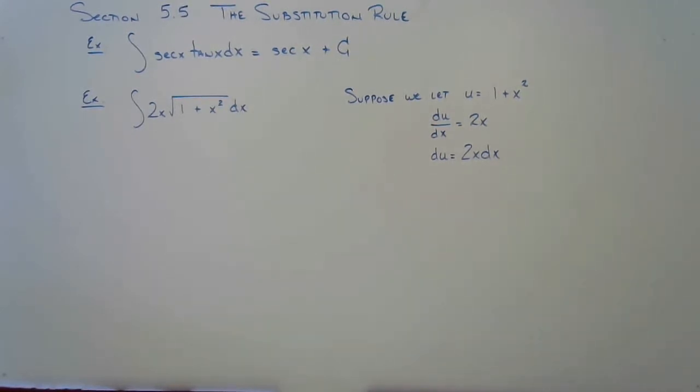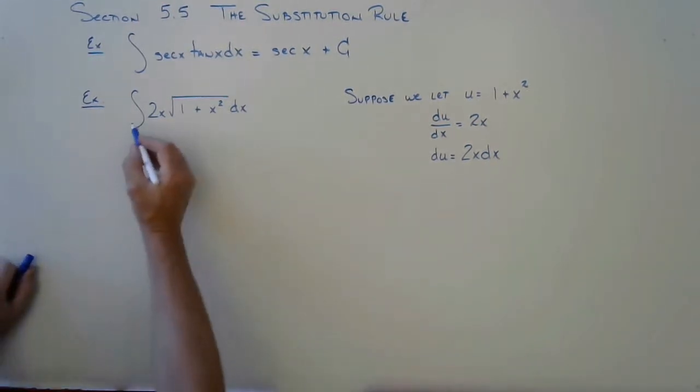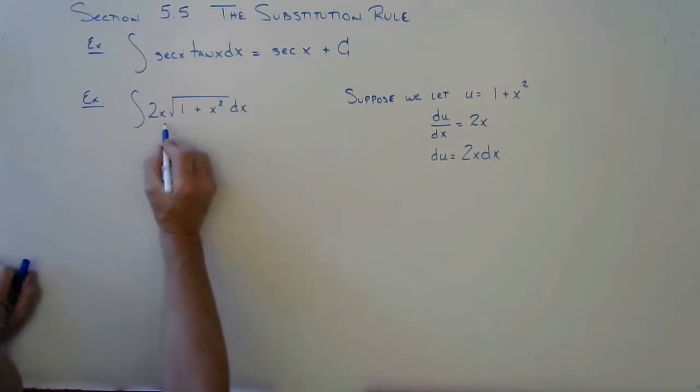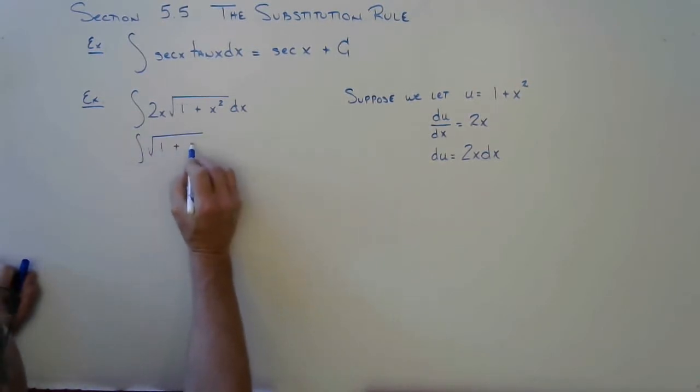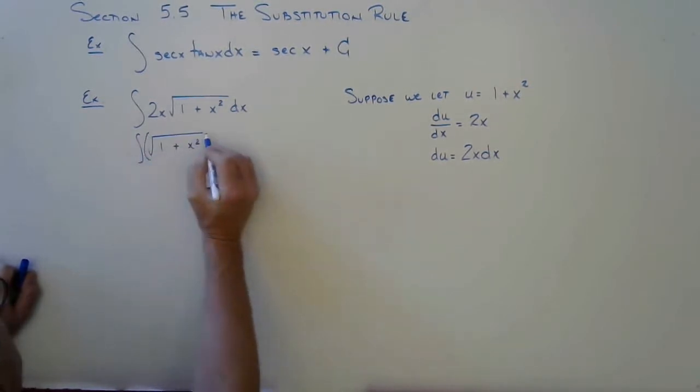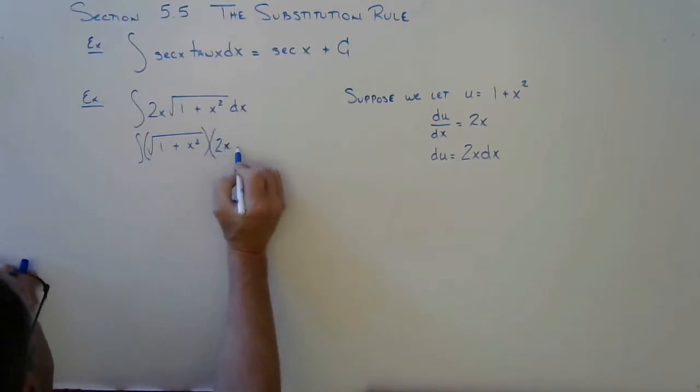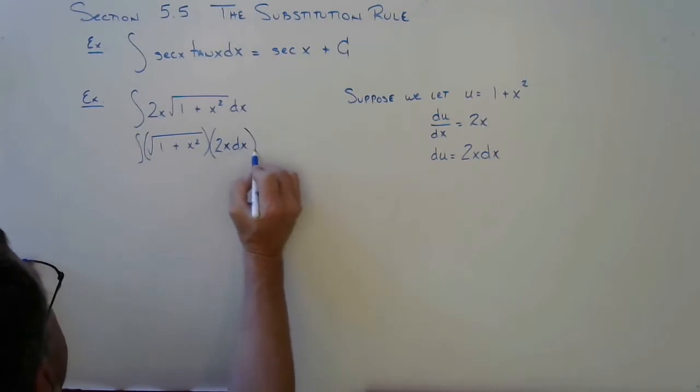Now, if we go back to our original problem, I'm going to rewrite this problem. I'm going to change the order. These are all multiplied together, so by the commutative property, I can change the order. I'm going to go ahead and put the square root first, and I'm just going to put a bracket around that so we're not confused. I'm going to put the 2x and the dx at the end.